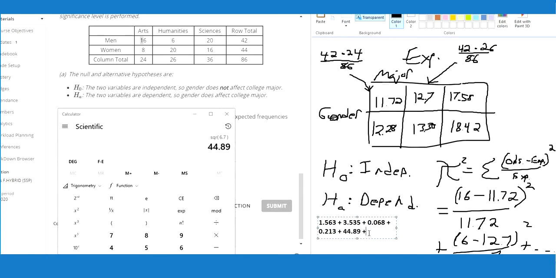Square that difference. That's a big one because we observed 20 for women. Oh, 13.3. Was that right? Square that difference. Oh, I forgot to divide by the expected. Oof. Okay, 13.3. That makes more sense. 3.38. Sorry.